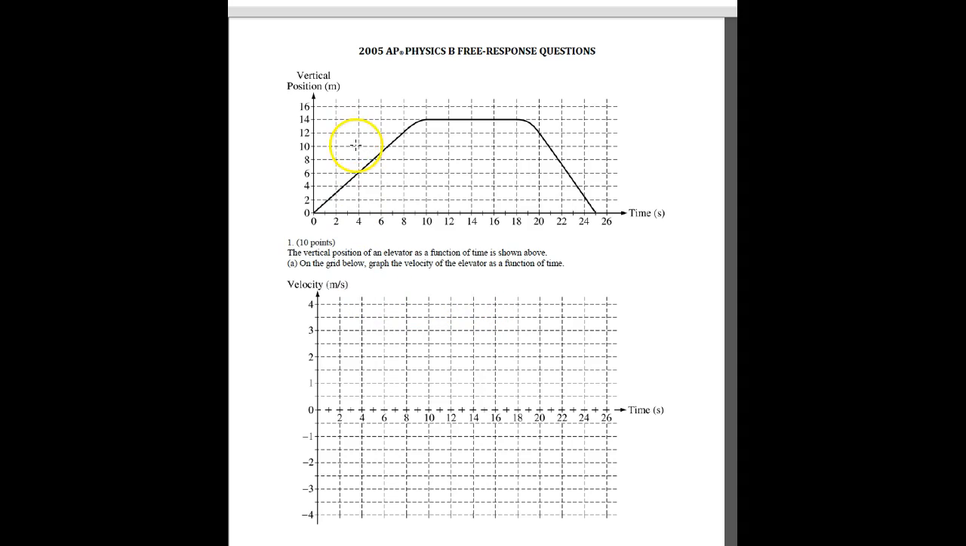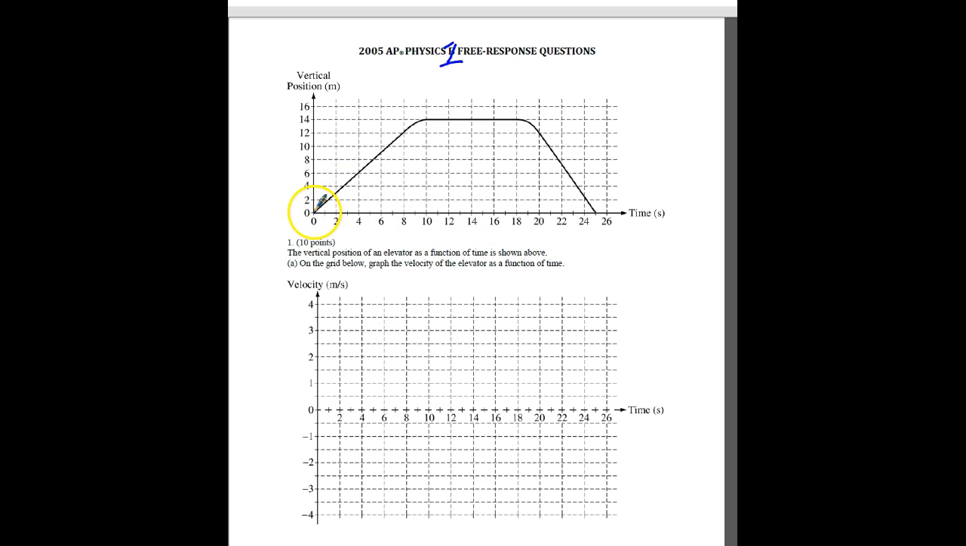Hey, this is Horner. We're going to take a look at 2005 AP Physics B, which remember is really a modified B. So this is an AP Physics 1 free response question. Notice this is not Form B, this is just the regular 2005. So we have the vertical position of an elevator as a function of time.